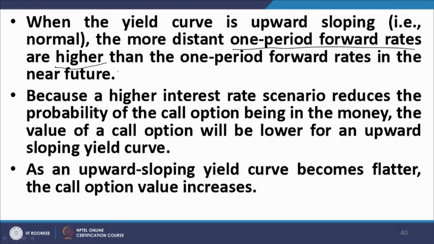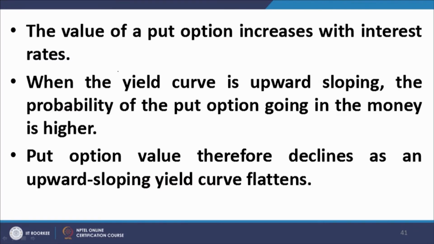As an upward sloping yield curve becomes flatter, the call option value increases. So, what do we have? On the one hand, higher interest rates mean lower prices of bonds and a lower probability of exercise of the call option; that is one impact. And secondly, higher interest rates also mean that the bonds will decrease in value. On the other hand, what do we have for the put option?